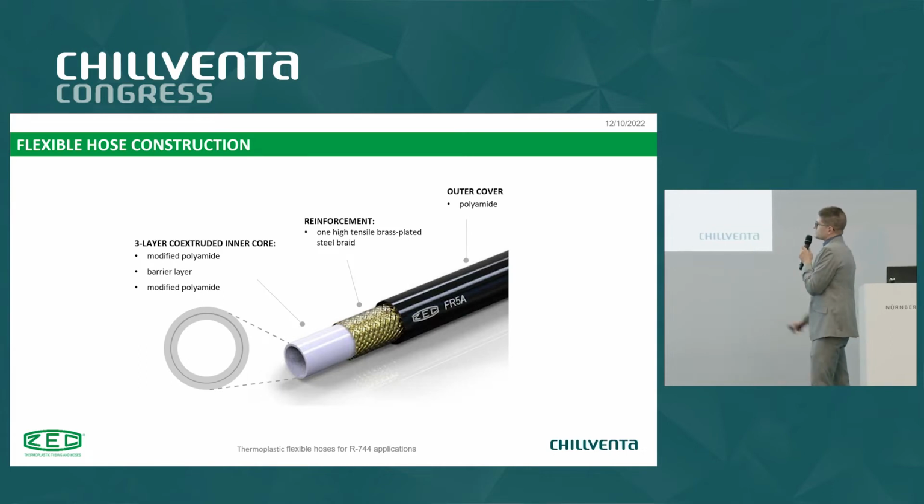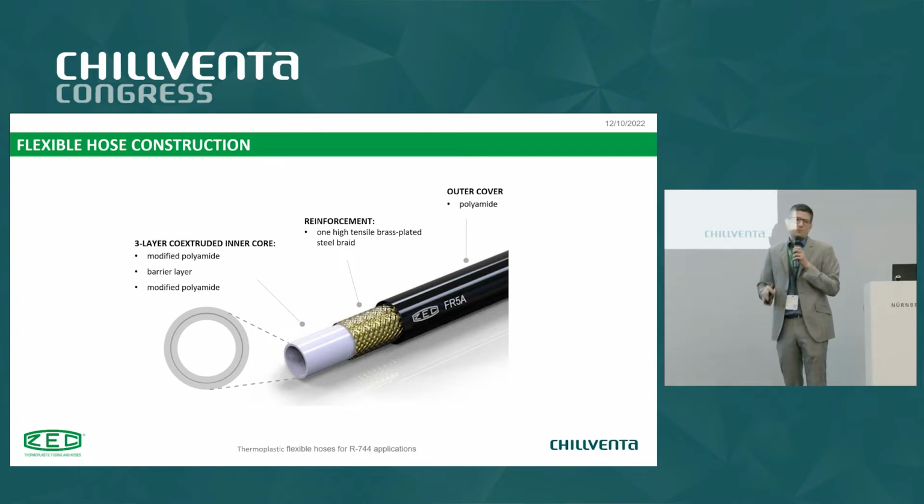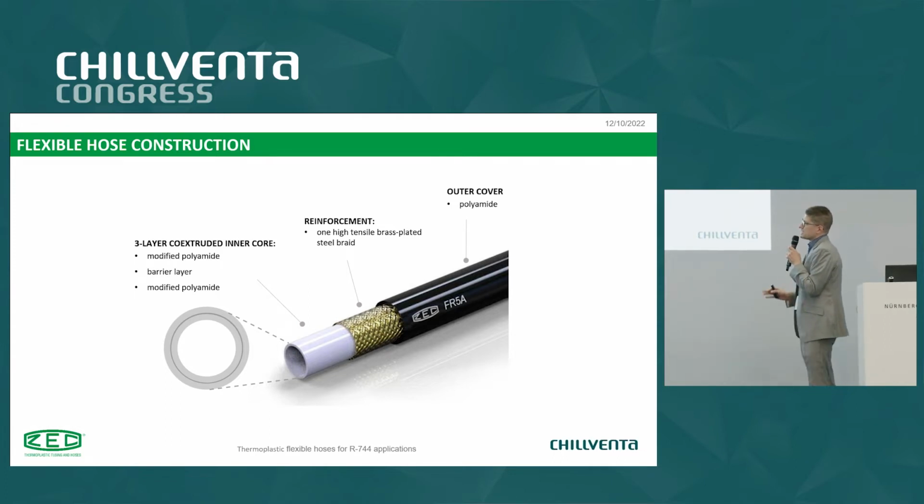So this is the construction of a thermoplastic flexible hose. This one is our hose for CO2, but the construction is in general the same for every thermoplastic hose. There is an inner layer made of polyamide with a barrier layer inside. The key feature of the inner layer is the compatibility with the gas. And another important key feature is the permeability, but we will talk later about permeability.